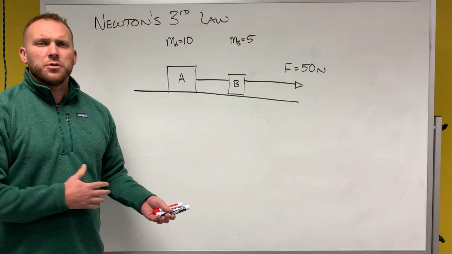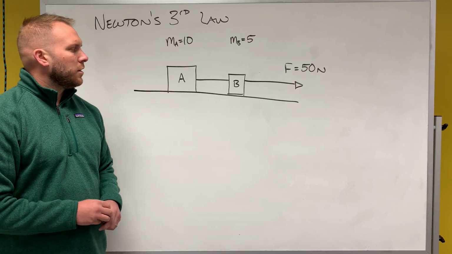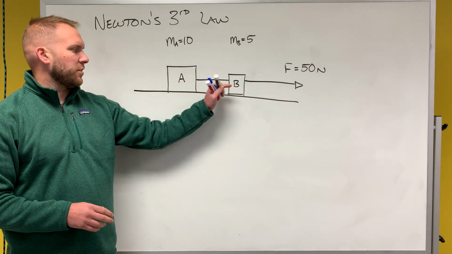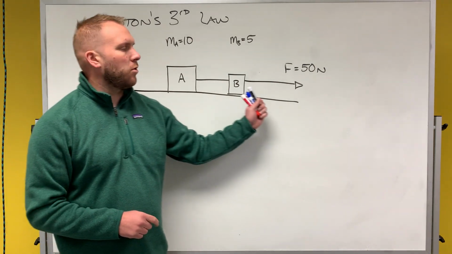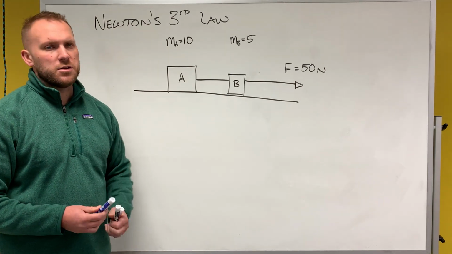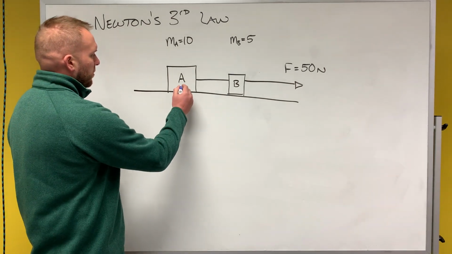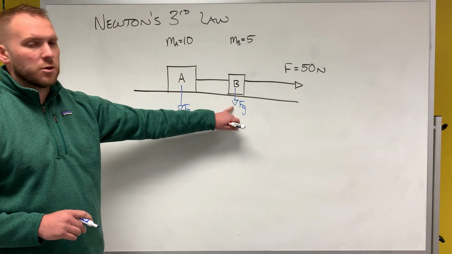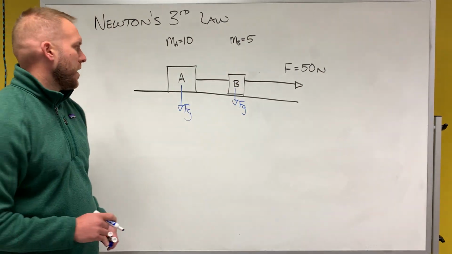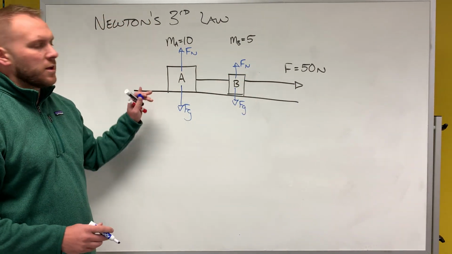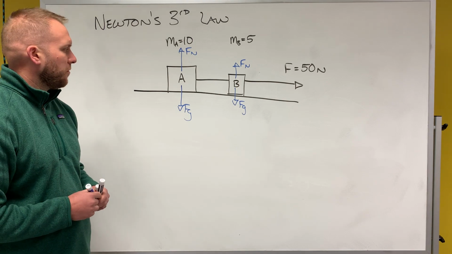So let's see how Newton's third law comes into play here. We're going to do an example looking at two blocks that are attached together by a string, and we're going to pull with a 50 Newton force to the right. Indicating the forces on each block, I'm going to say that there is the force of gravity on A, along with the force of gravity on B. It's going to be a smaller force because we have a smaller mass. Normal force on A, normal force on B. We're going to say this is a frictionless surface, just to simplify the problem.